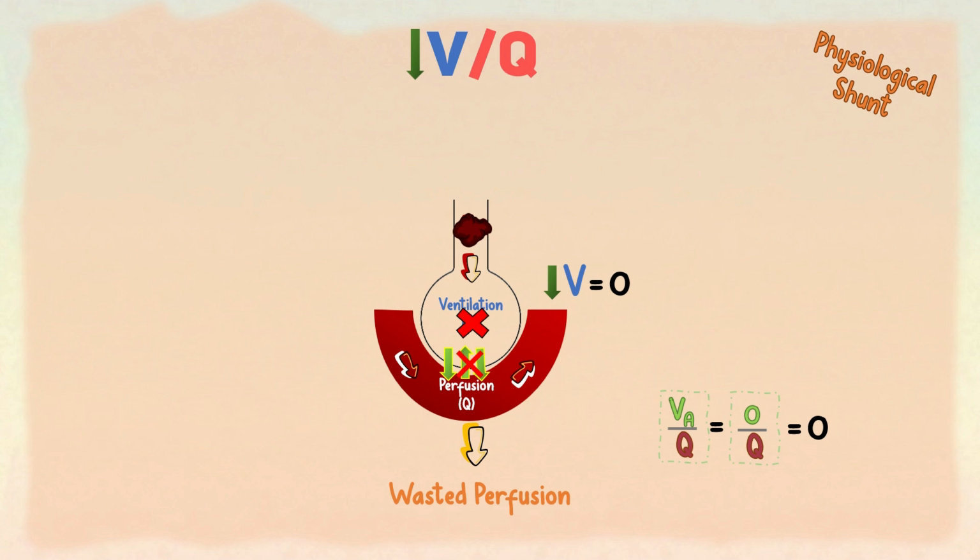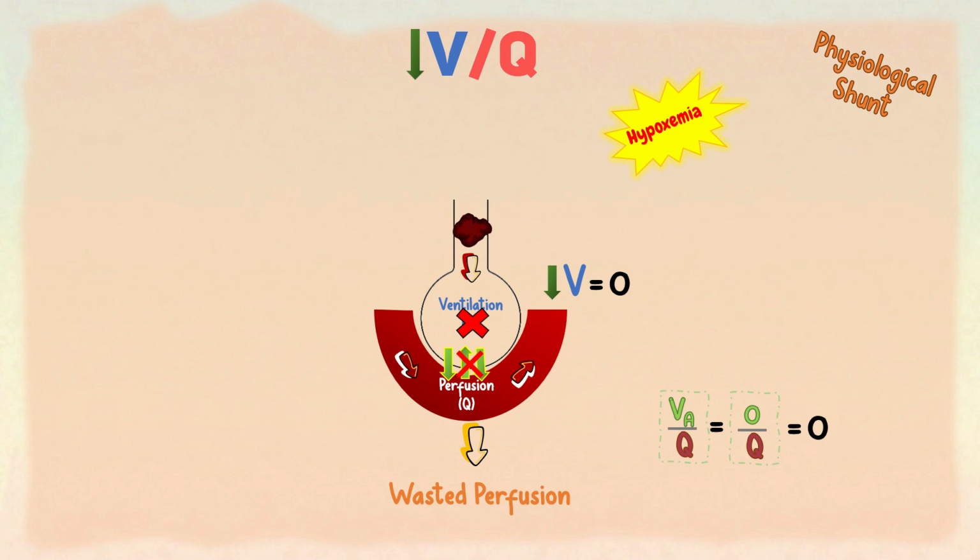Now, this poorly oxygenated blood returns to the heart and mixes with oxygenated blood coming from other areas of the lungs that are ventilated. This mixture lowers the total oxygen content of the arterial blood. What happens as a result is, of course, hypoxemia. Now, the larger the shunt is, the lower will be the oxygen content, and the more will be hypoxia. So, physiologic right-to-left shunts may occur if perfusion reaches areas of the lungs that are not ventilated.